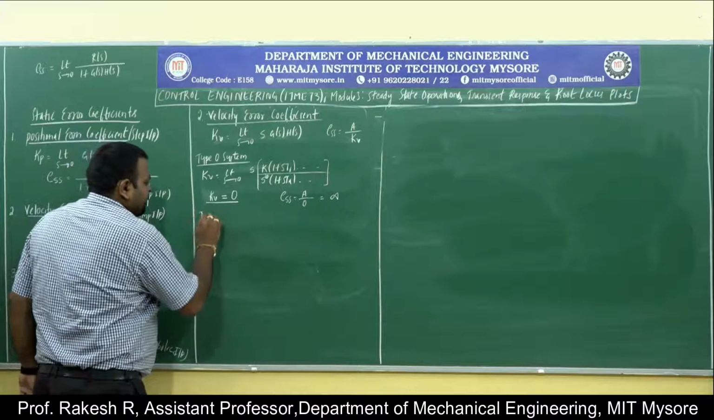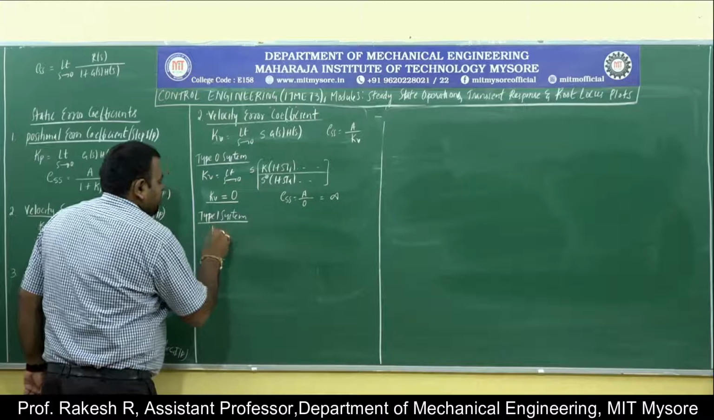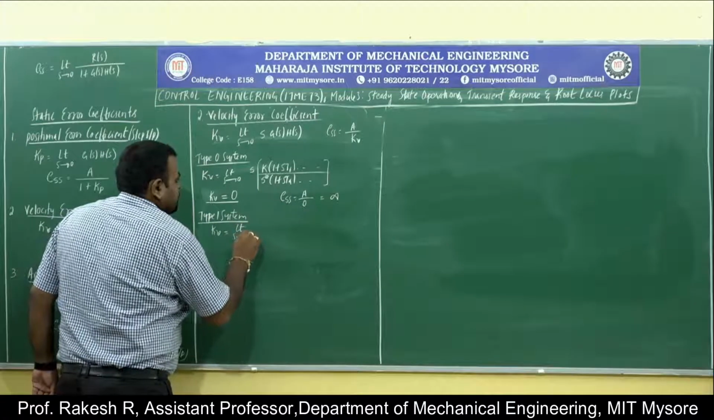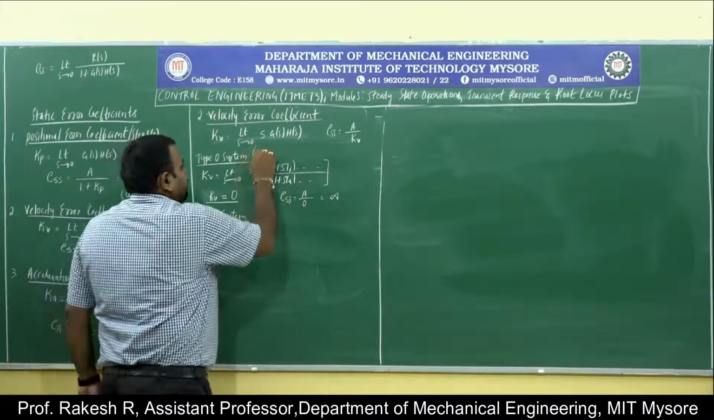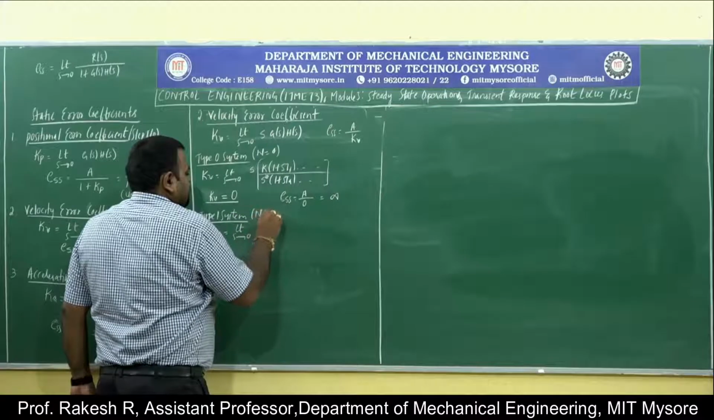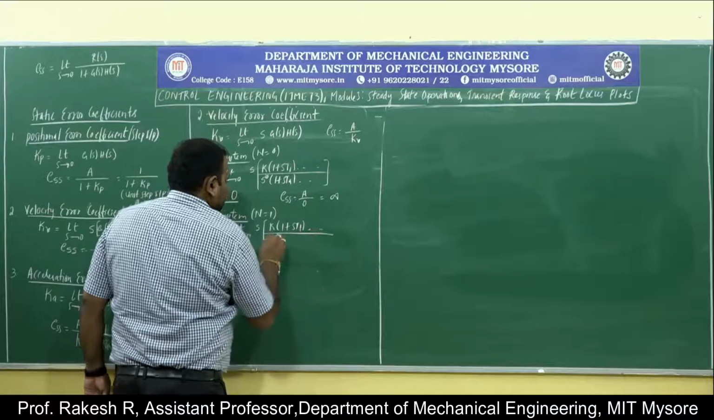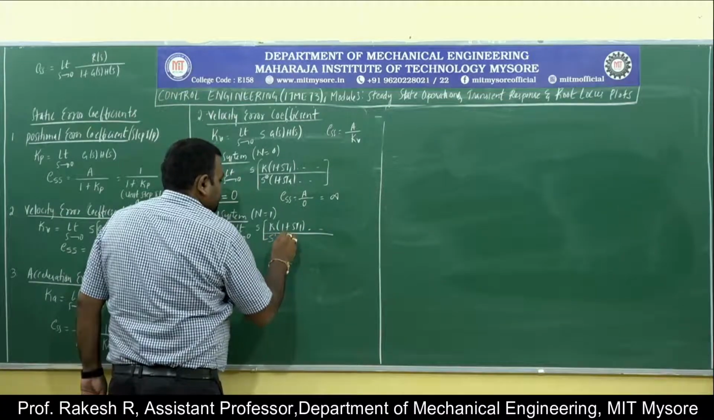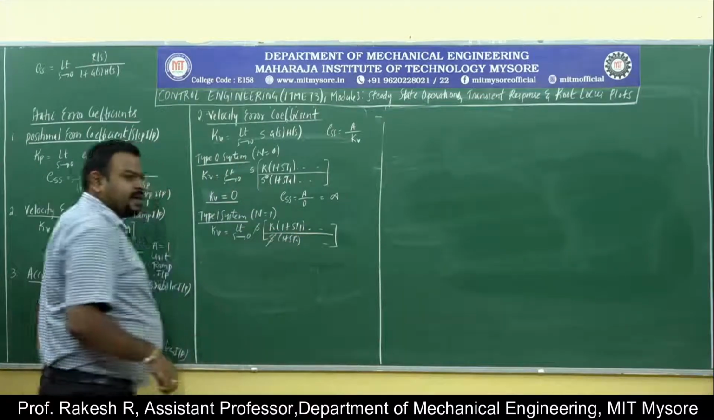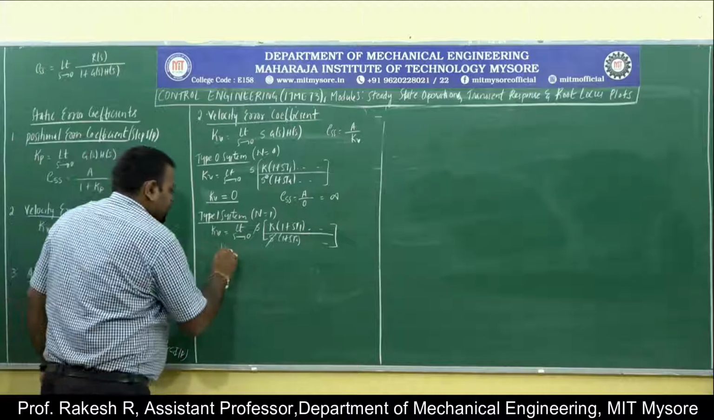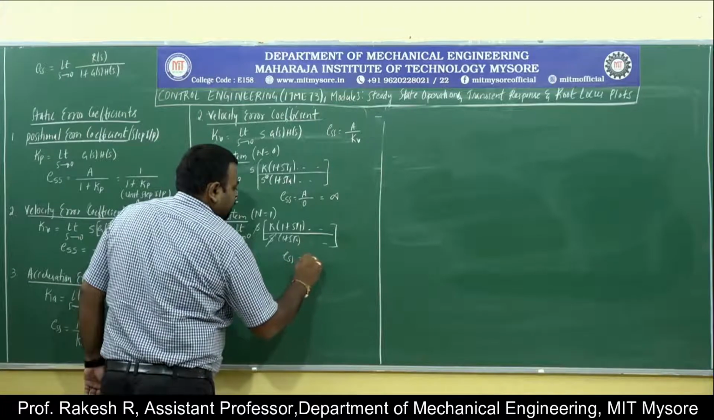Then if I consider type 1 system, Kv will be equal to limit of s tends to 0, s into, for type 1 system, n is equal to 1, K into (1 plus sT1), etc. divided by s to the power of 1, (1 plus sTa), etc. The s will get cancelled, Kv will be equal to K, therefore steady state error will be equal to A by K.